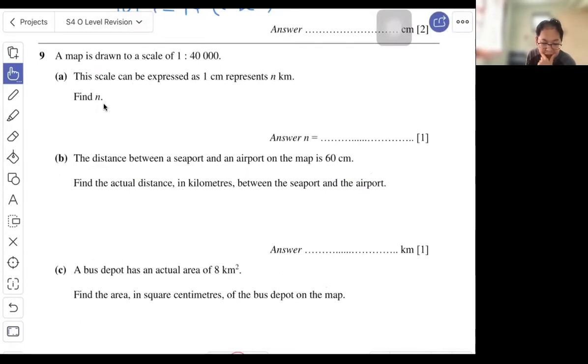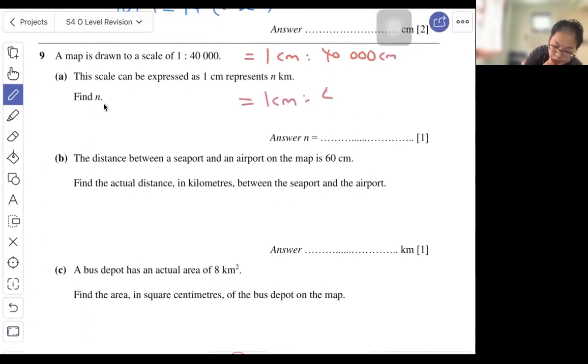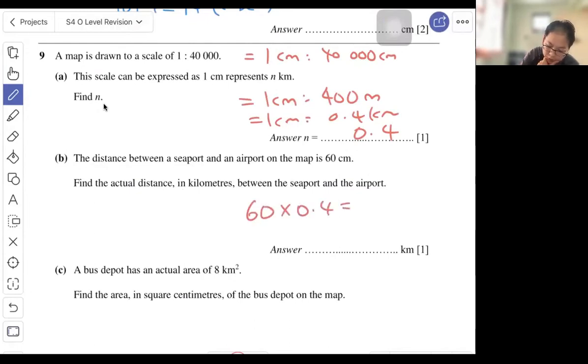The scale is 1 to 40,000. So this can be expressed as 1 cm to n km. So first, here is 1 cm to 40,000 cm. So 1 cm to 400 meters. That's 1 cm to 0.4 km. So the answer is 0.4. Part B, find the distance between point C and point F on the map, 16. Find the actual distance. So 16 times 0.4, the answer is 6.4 km.